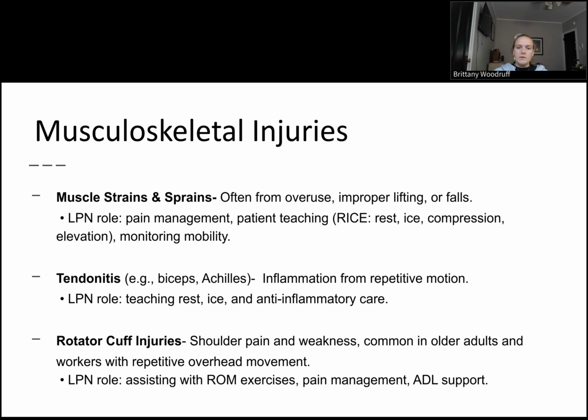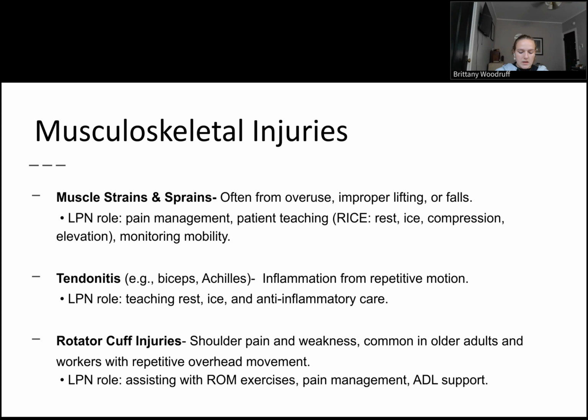Okay, so starting with muscle strains and sprains. Muscle strains and sprains happen a lot of the time from overuse, improper lifting, or falls. Okay. Your role as an LPN, patient management, teaching them RICE protocol, which is rest, ice, compression, elevation. Okay. And monitoring mobility. Now looking at tendonitis. Muscle strains and sprains just happen from lifting things wrong, essentially, or doing repetitive things over and over.